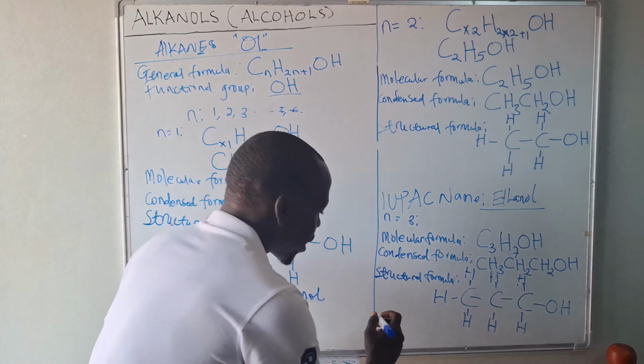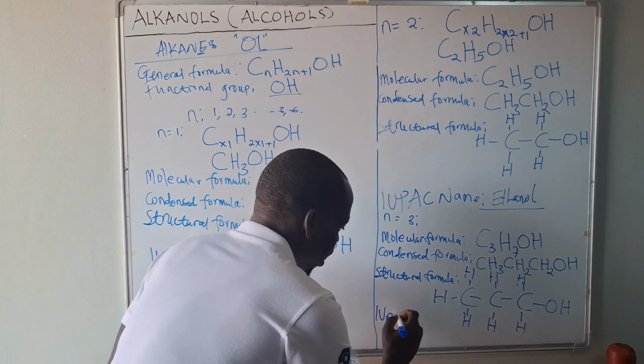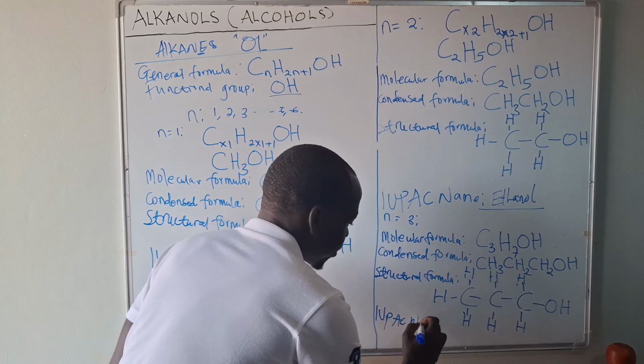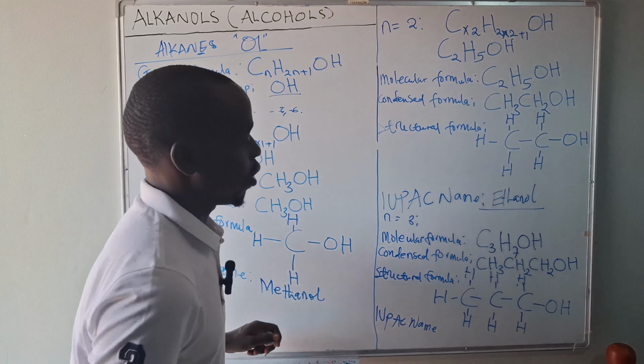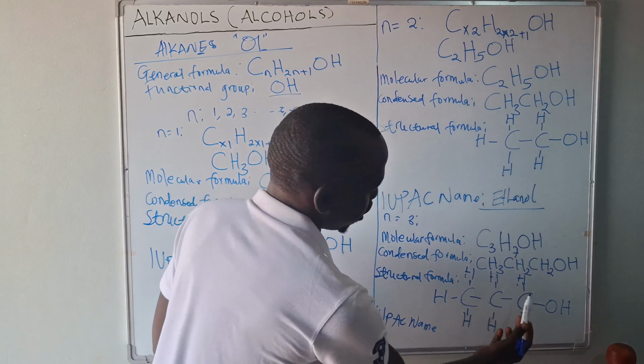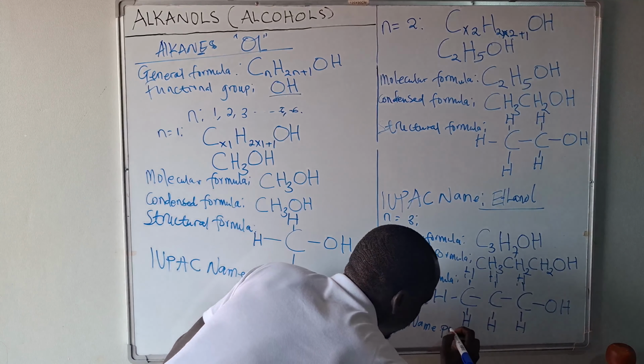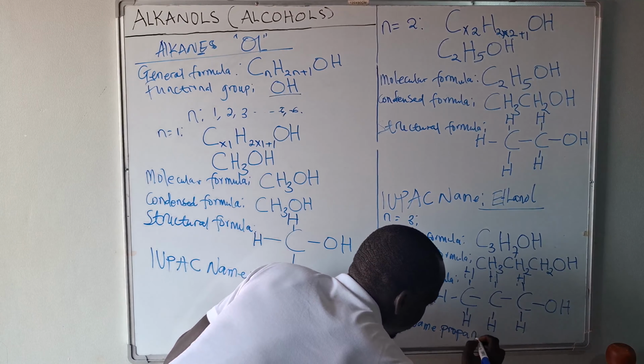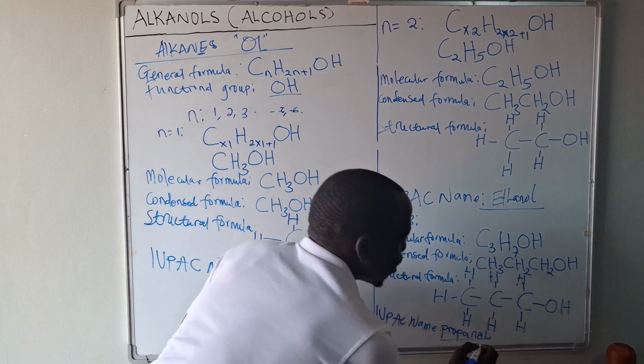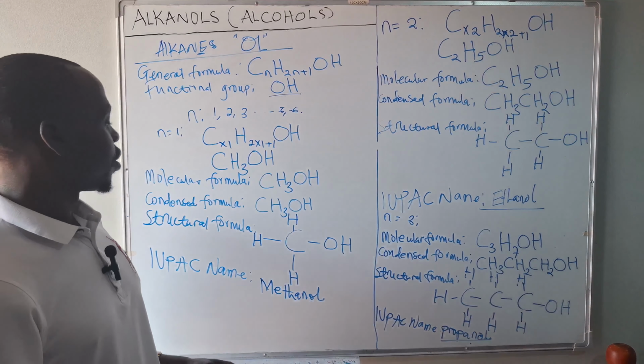So the IUPAC name will be now, how many carbon atoms? 1, 2, 3. So we shall say propanol. So that's what we call propanol.